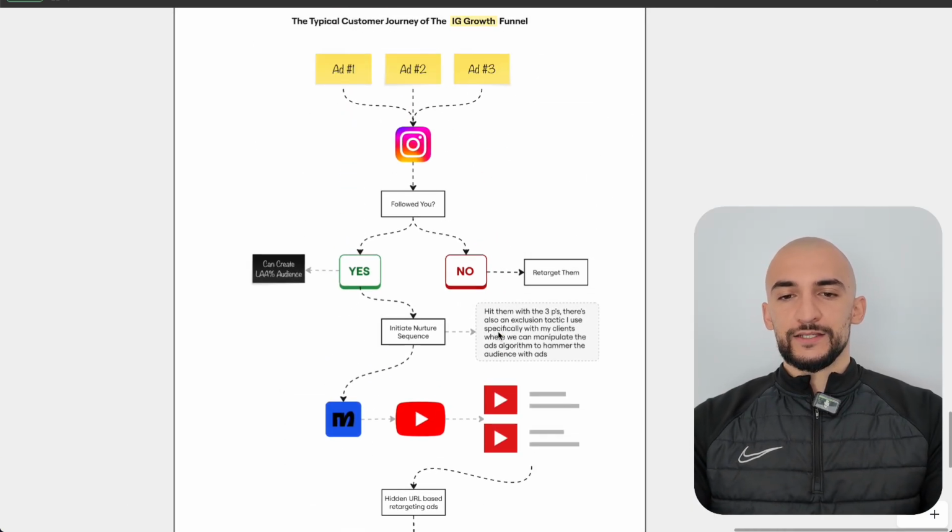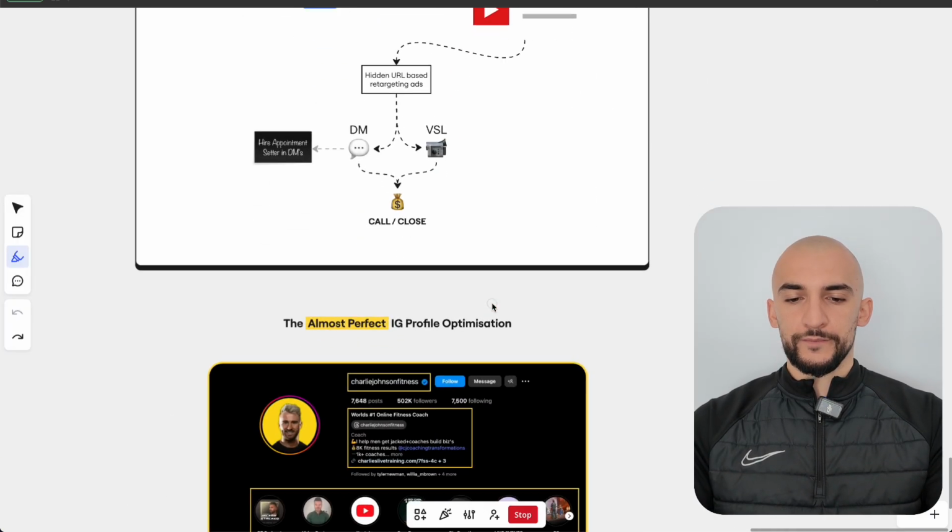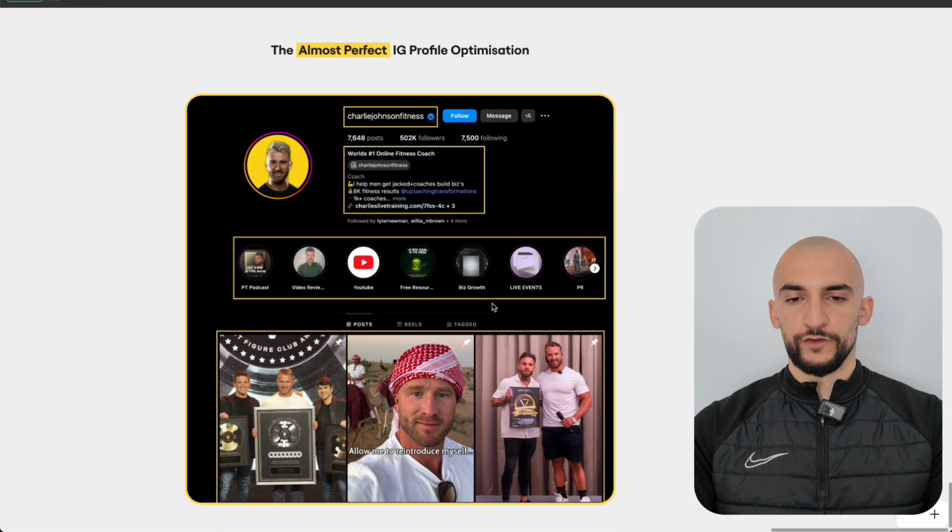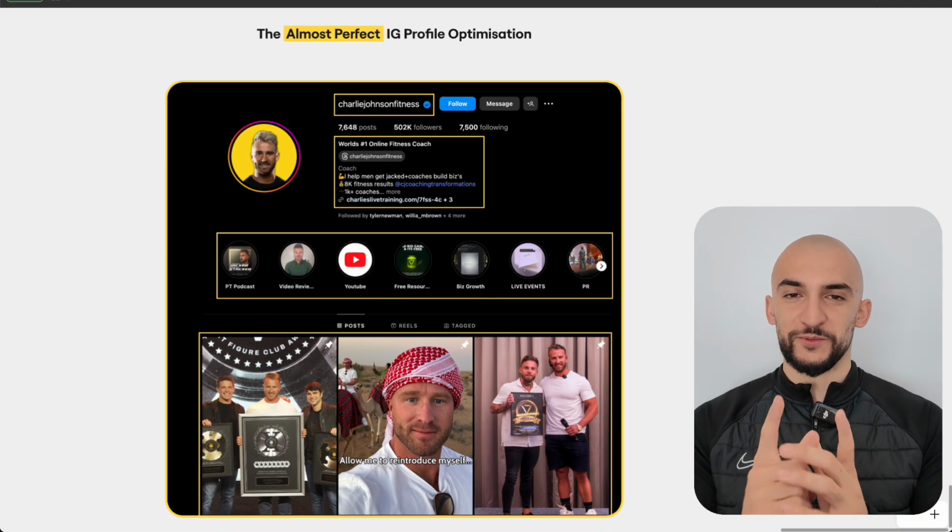So that is the general funnel overview, right? Now, if we move on to the almost perfect IG profile optimization, I'll get into why it's almost perfect.